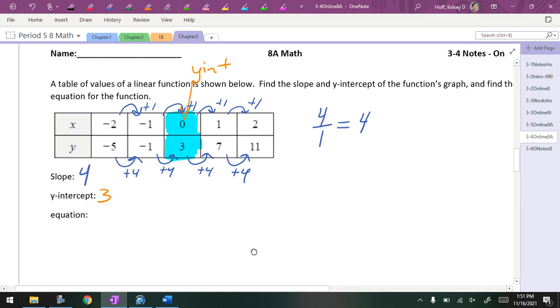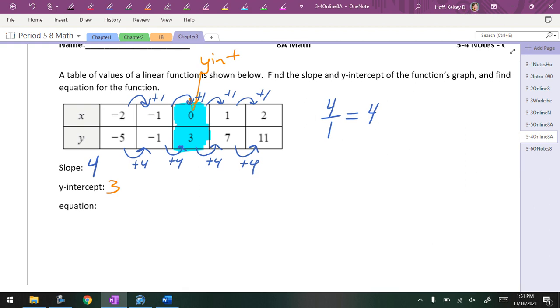So I have a slope of 4, a y-intercept of 3. So my equation is? Sometimes they're going to put y-intercept first, then slope. Pay attention. Just like yesterday, sometimes they put x-intercept, then y-intercept. Sometimes they put y-intercept, then x-intercept. So cool, we can write our equation 3 different ways.